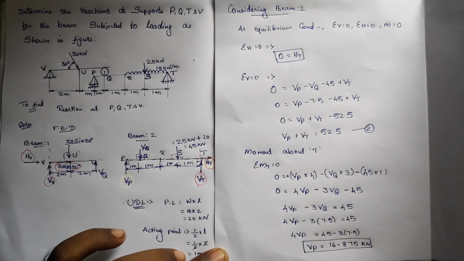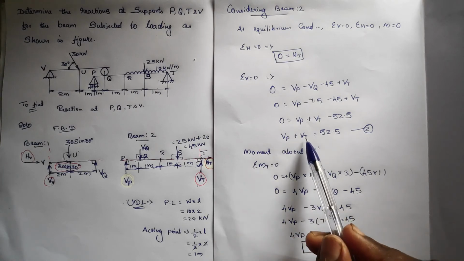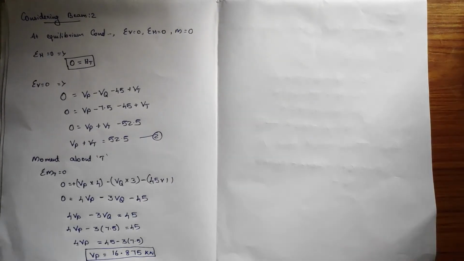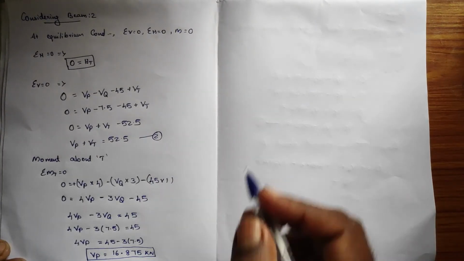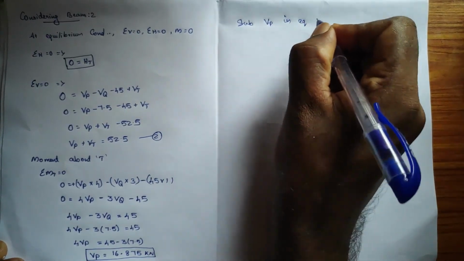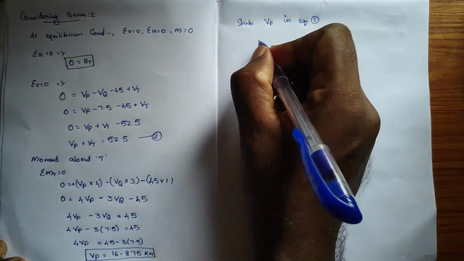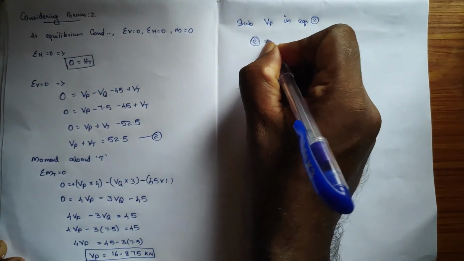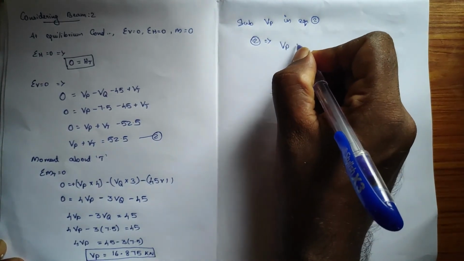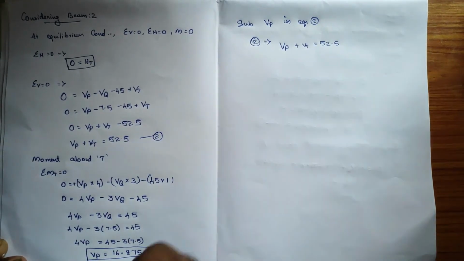Okay, fine. What is next? What needs to be found? This VT value needs to be found, right? So VT value can be easily found out. For that, what we can do is substitute this VP in equation number 2. So substituting, this equation number 2 will become VP plus VT, which is equal to 52.5. So the VP answer is here.